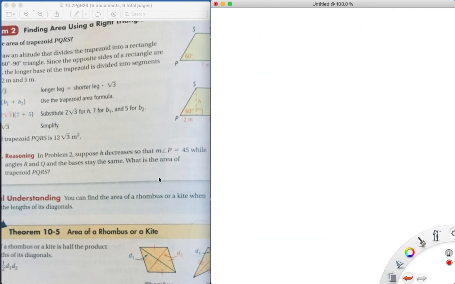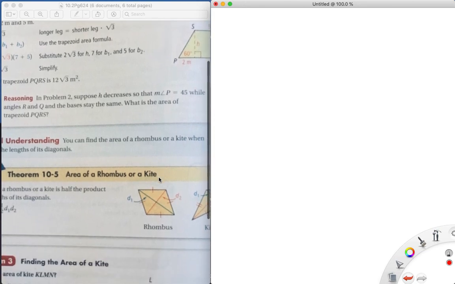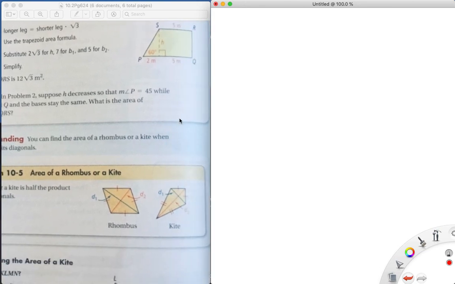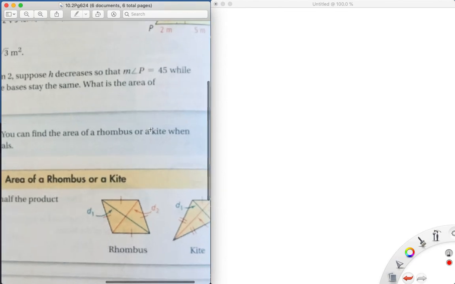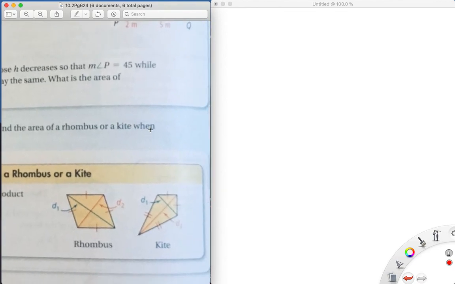Okay. Rhombuses and kites have the same equation. So we have a rhombus. It has a diagonal, and here in blue they call this diagonal 1. It has another diagonal here in red, they call that diagonal 2. We also have a kite that has a diagonal 1 here in blue and a diagonal 2 here in red.